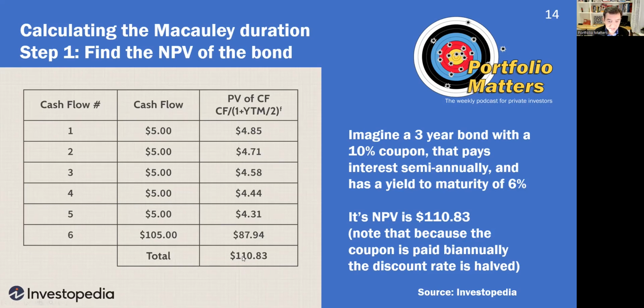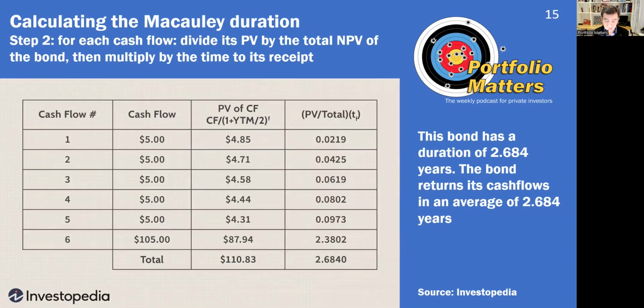So its net present value is 110.83. You can work this out using Excel. Now, using that net present value number, you can then work out the Macaulay duration. Column 3 gives you the present value of each cash flow.